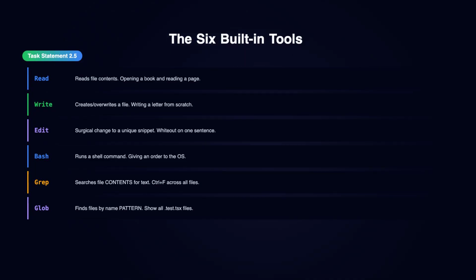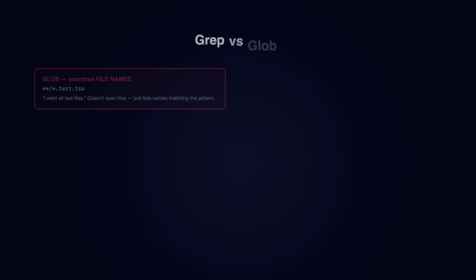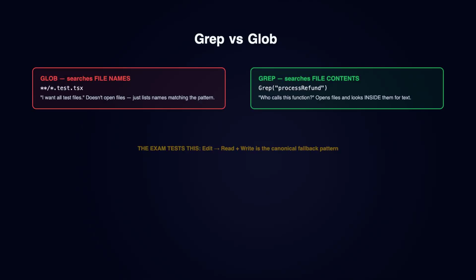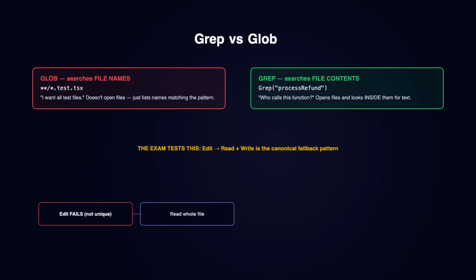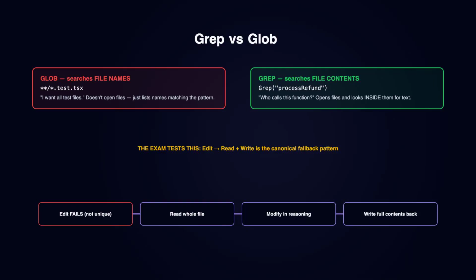Bash runs a shell command. Grep searches file contents for text, like Ctrl+F across an entire folder tree. Glob finds files by name pattern. It lists file names. It does not open them. The confusion point everyone hits is grep versus glob. Grep searches what's inside files. Glob searches file names.